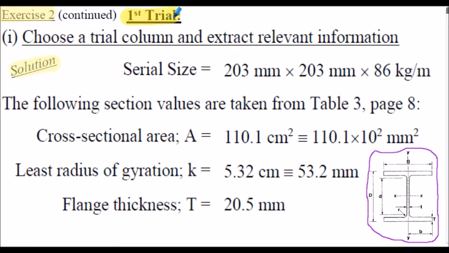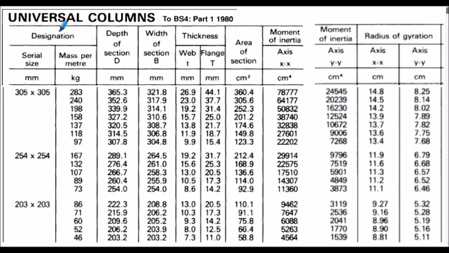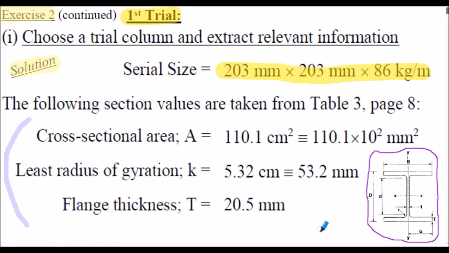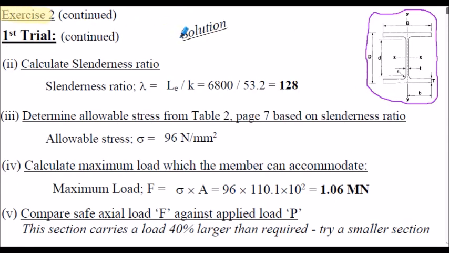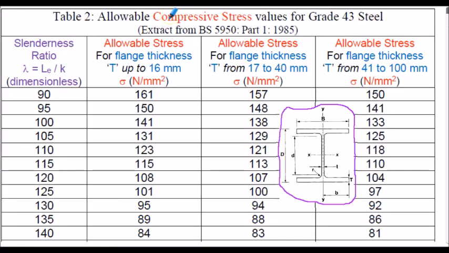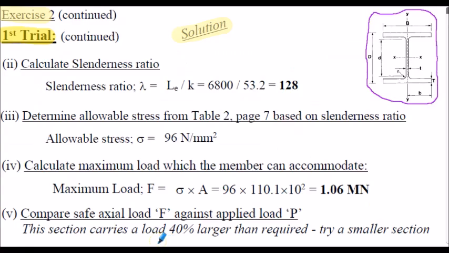Exercise 2, solution continued. Here's the first trial. Here's the designated serial size. Here's the information extracted from the appropriate table. Here's an extract of the universal column table for your reference. Here's an extract of the compressive stress table for your reference. This results in a section that can carry 40% larger load than required, so try a smaller section for trial 2.